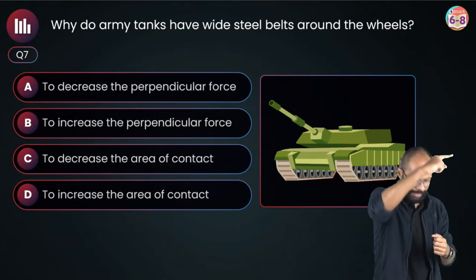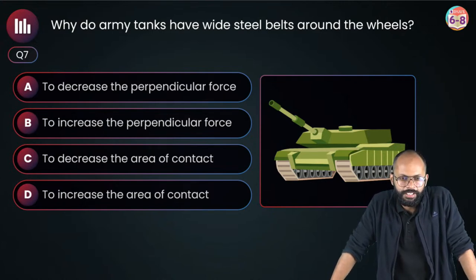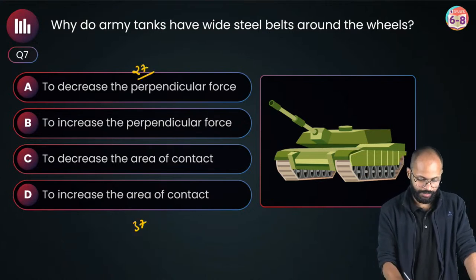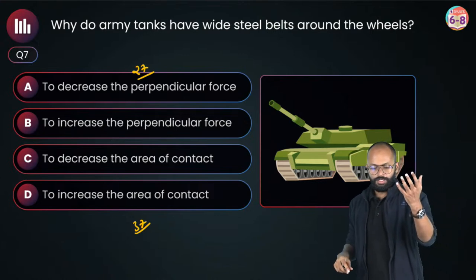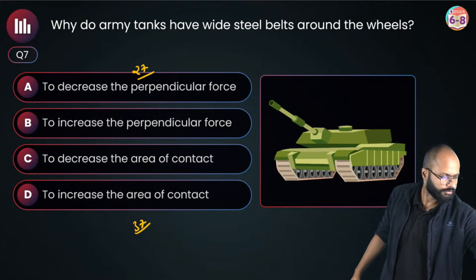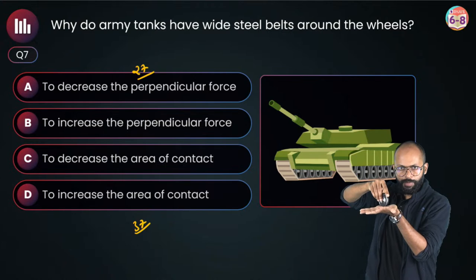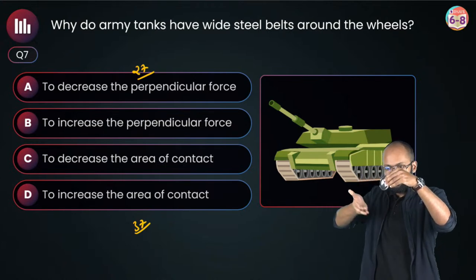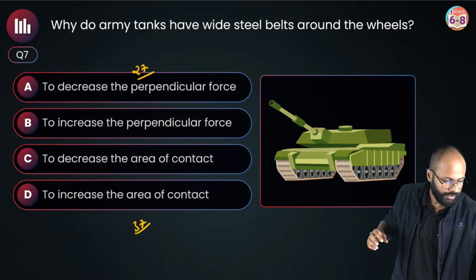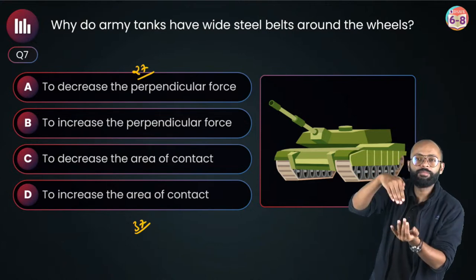3, 2, 1. Let's end the poll. D is 37, A is 27. Ek baar batao, dekho. When you use the steel belts, सोच के देखो, if I have this single wheel touching my hand, or I use this and then touch my hand, area is increasing. Notice किया है, cycle का tire अगर पतला होता है, तो जल्दी मिट्टी में घुस जाता है, right?